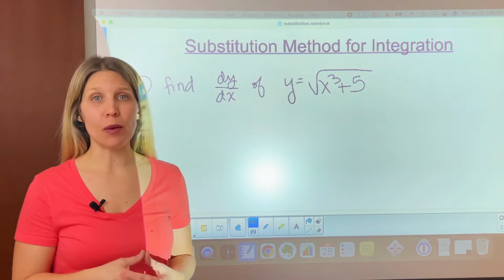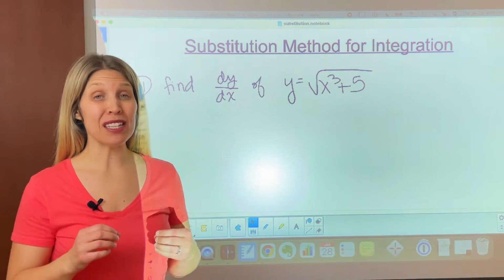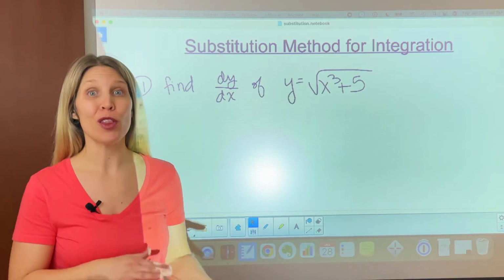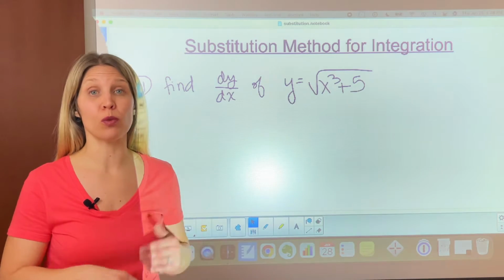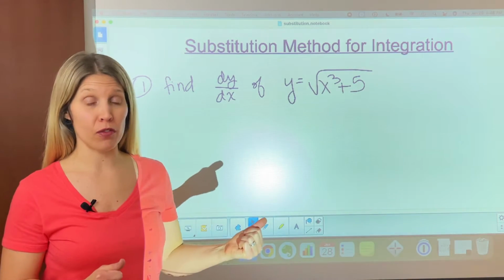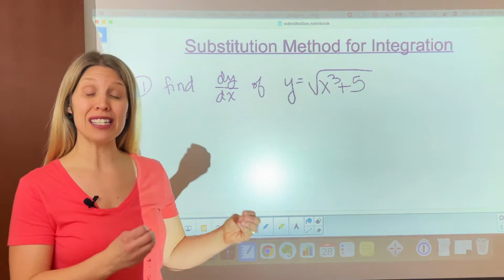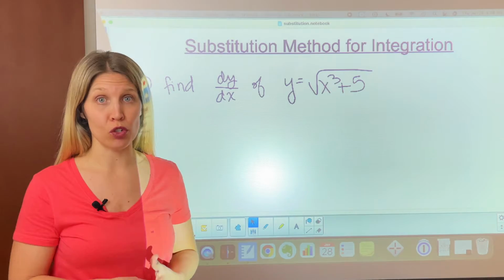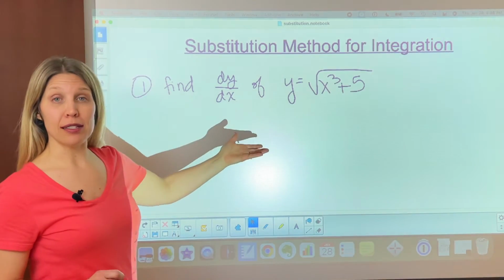When you're using the substitution method for integration, it can be a little tricky. So sometimes it helps starting from the reverse angle, meaning the derivative. The derivative is the reverse of integration. So what we're going to do is take the derivative of this problem and then integrate and work backwards so you can see exactly how the substitution method works. So the first thing we're going to do with this problem, like I said, is take the derivative.